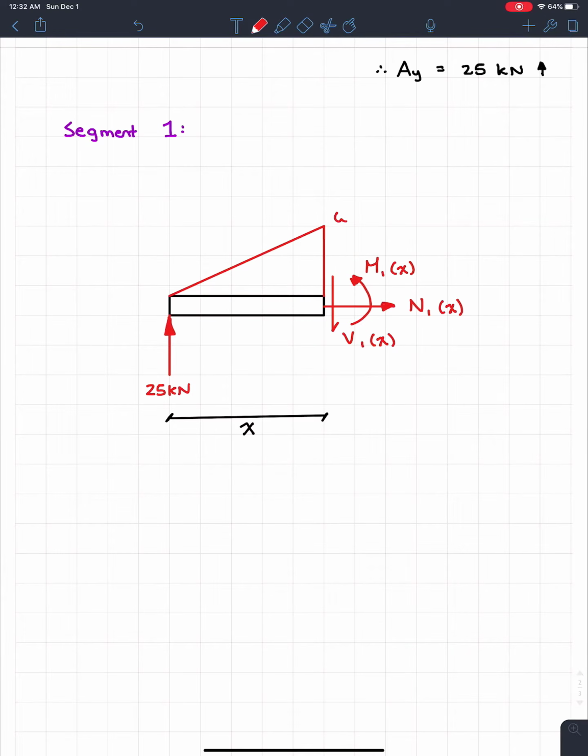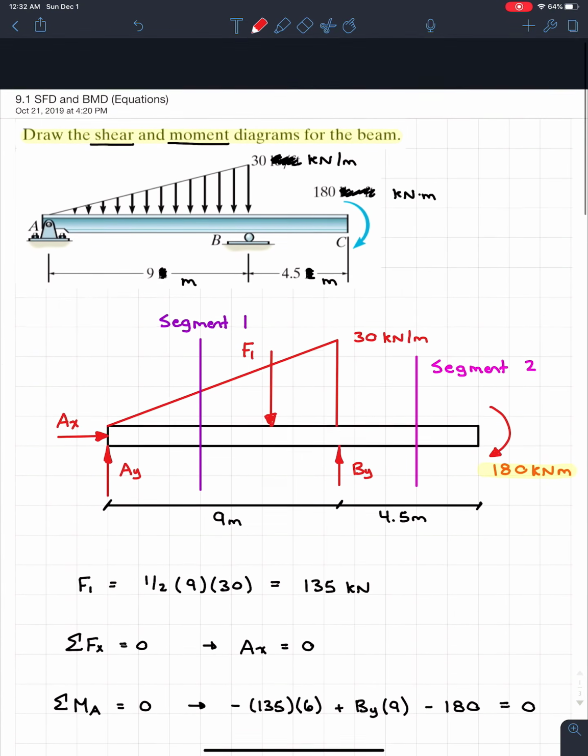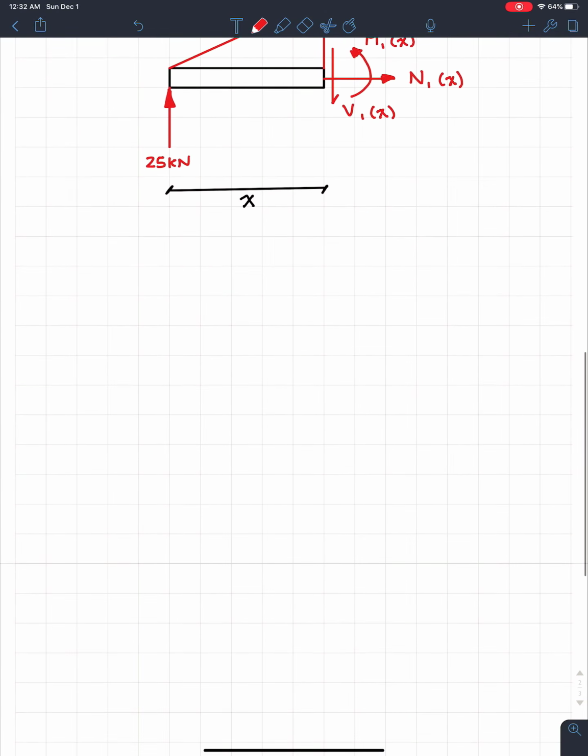So we need w1 of x, and we don't know that. But in order to solve for this free body diagram, we're going to need it. So let's use similar triangles to figure out what w1 of x is. If we go up to the original triangle, it goes up to a value of 30 kilonewton meters over a distance of 9. I'm going to come down here and label this a similar triangle so you guys know what I'm doing.